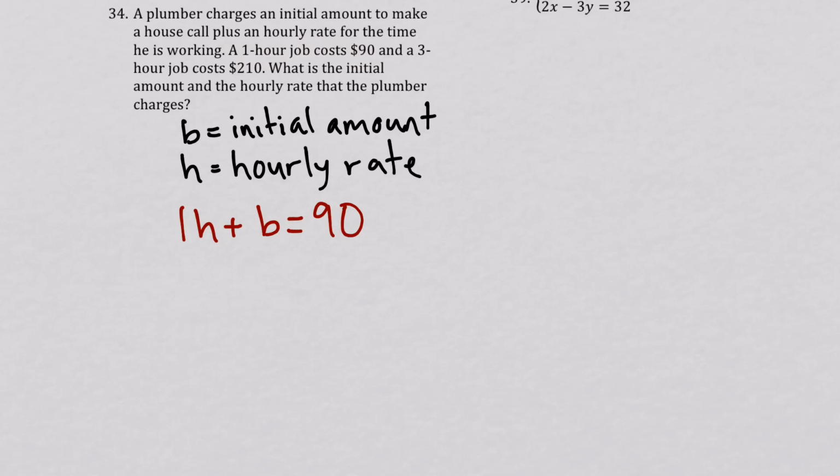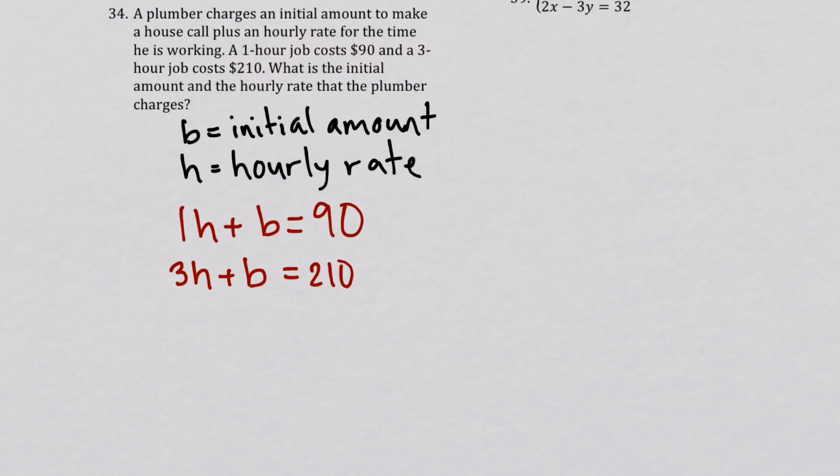Using that same format, I can come up with the second equation. A 3-hour job costs $210. So 3 hours at H dollars per hour, that'll be 3H, plus the initial amount that he always charges, gives you $210. And there's your system of equations that you can use to solve: 1H plus B equals 90, 3H plus B equals 210.